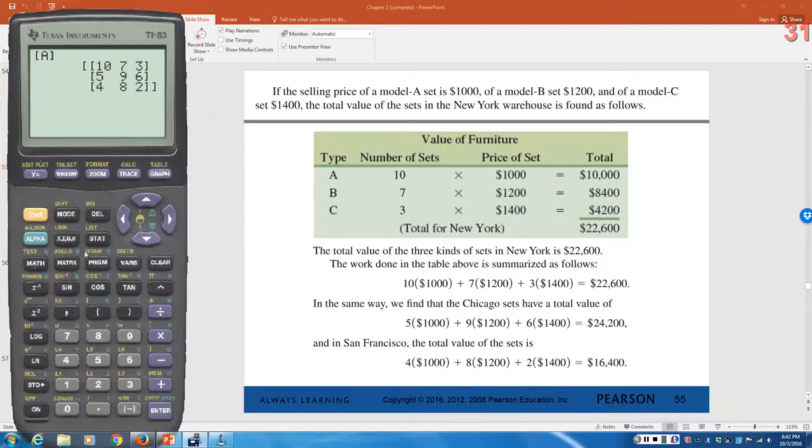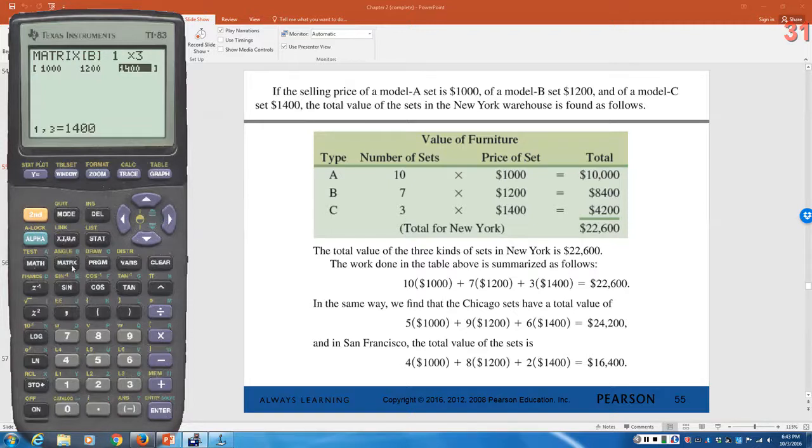So we're going to go to Matrix, and over to Edit, and I'm going to choose Matrix B first. Now I'm going to try 1 row and 3 columns. So if this works, it should be 1,000, 1,200, and 1,400, if that's the way that it works.